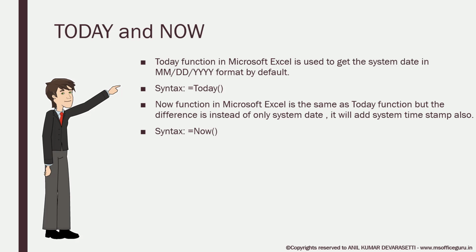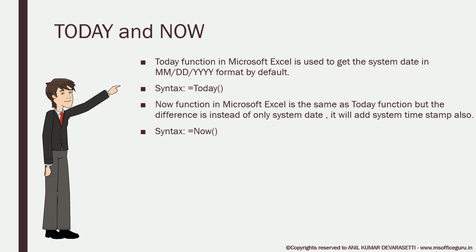The TODAY function in Microsoft Excel is used to get the system date in MM/DD/YYYY format by default. This format will vary depending on the localization settings in your operating system. The syntax for the TODAY function is =TODAY(), open parenthesis and closed parenthesis.